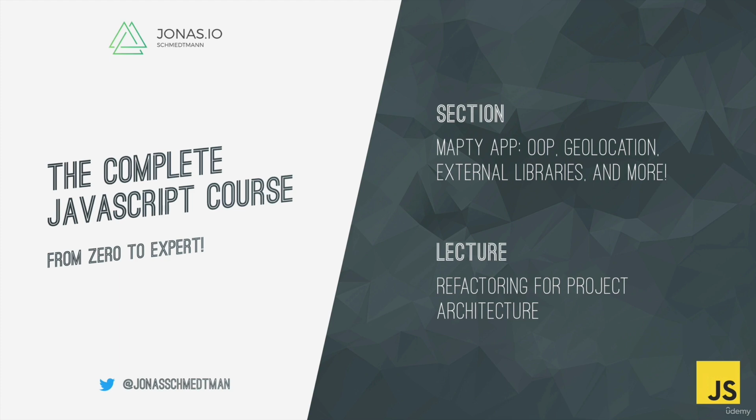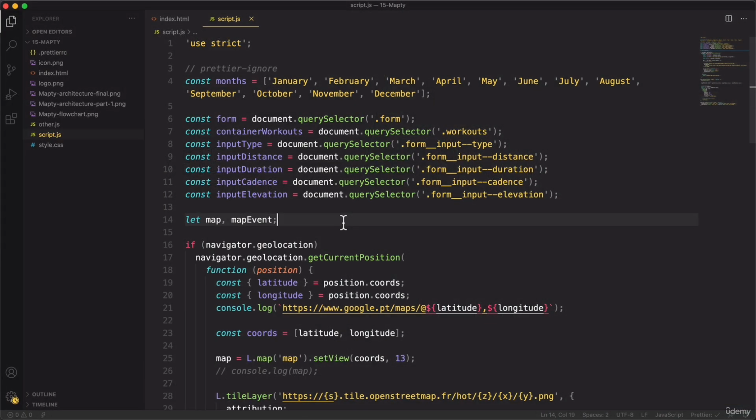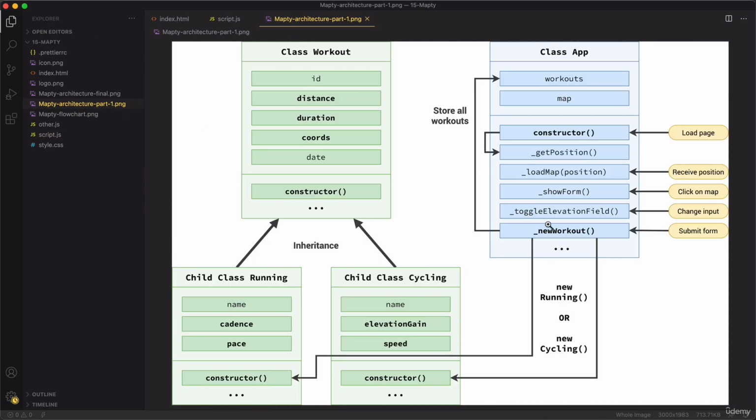Welcome back. And let's now implement the architecture that we just discussed in the previous lecture. And so let's start by implementing that app class that I just showed you previously. And actually, I also have this architecture diagram right here, and it is this one called part 1. And so as you see, this is exactly what we just discussed before. And so I will now go ahead and start to implement this class here and all of these methods. All right.